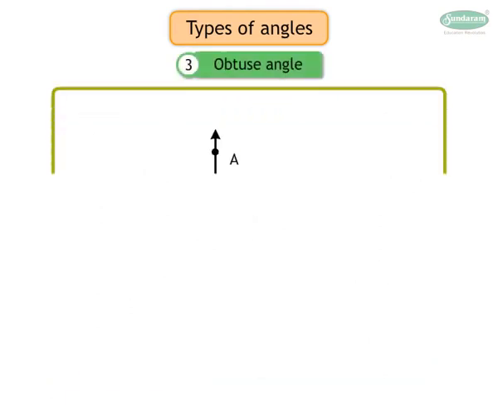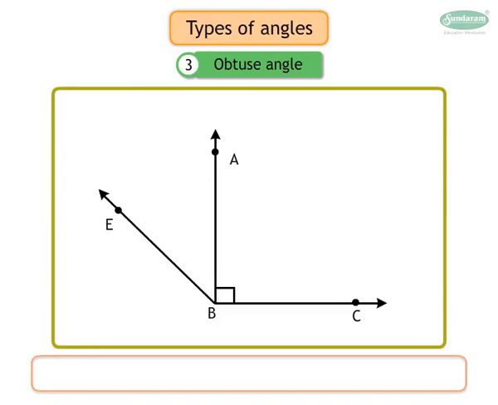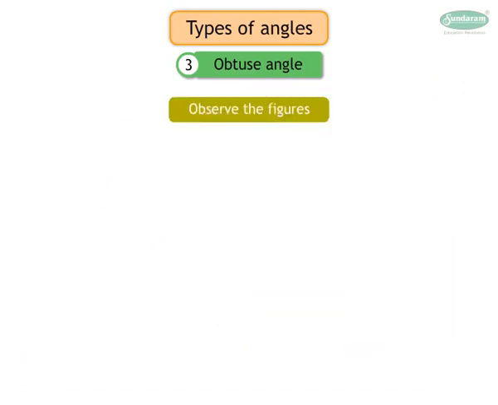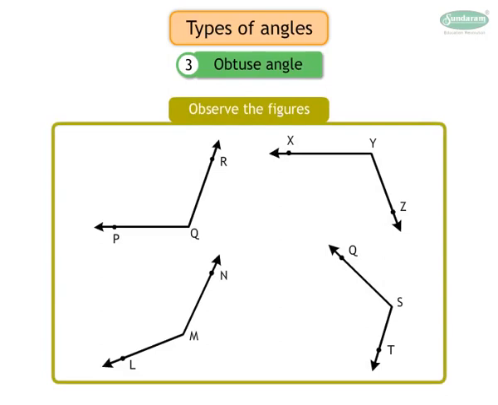Number 3. Obtuse angle. Angle EBC is greater than a right angle. Angle EBC is an obtuse angle. The measure of an obtuse angle is greater than 90 degrees. Now observe the figures given on the screen. They all are obtuse angles.